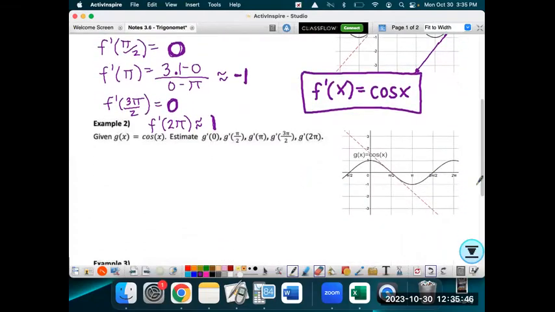I would like you to go ahead and for example 2, do the same exact thing that we did in example 1. I'm going to have my answers appear in 3, 2, 1.